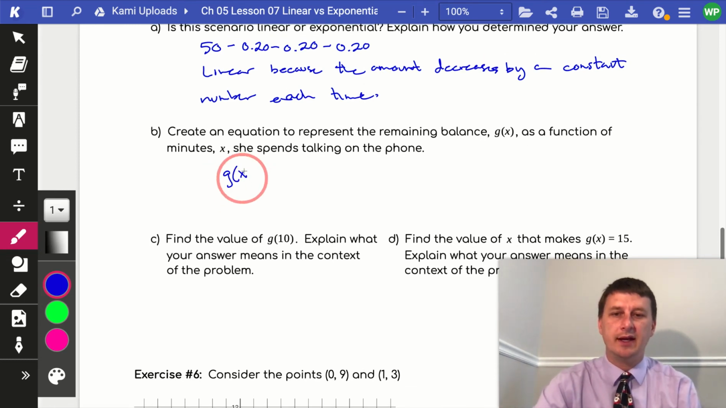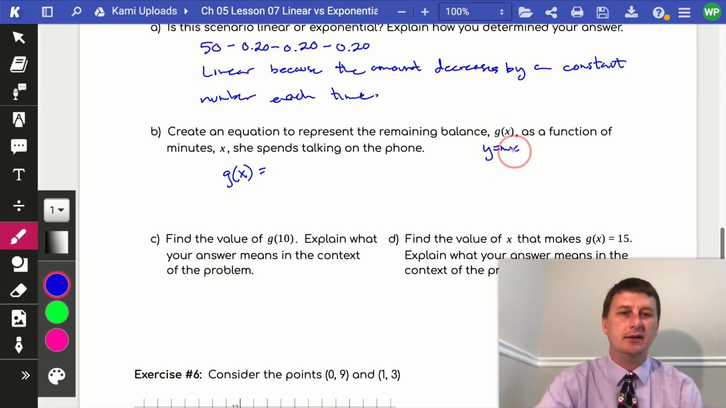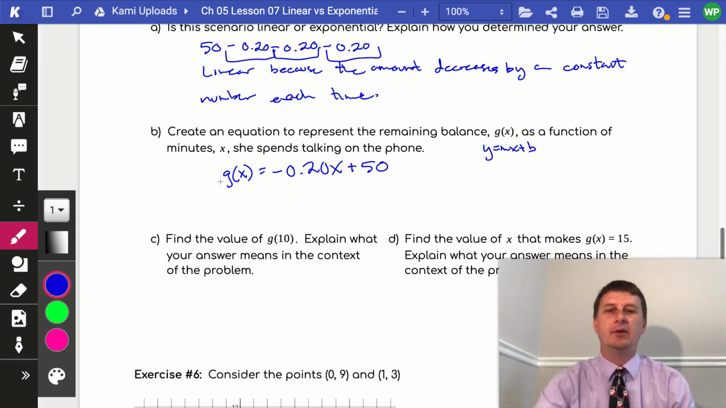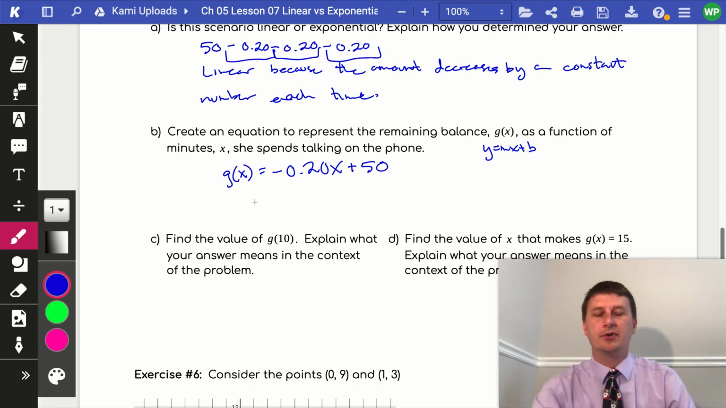Create an equation to represent the remaining balance, g of x. Okay, so we're going to be using g of x as a function of the number of minutes x she spends talking on the phone. So again, we're going to be using y equals mx plus b for a linear, because we know it's linear. And we know that our slope now is our rate of change, and that's going to be minus 20 cents. So our slope is minus 20 cents for every minute she talks. And she's got an initial balance of $50. So right here we have an equation that represents a function that shows the number of minutes she talks for and the number of dollars left on her prepaid phone.